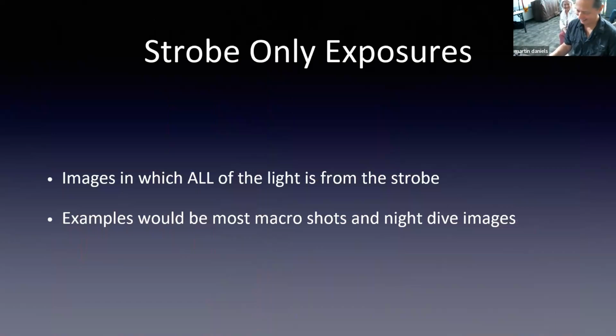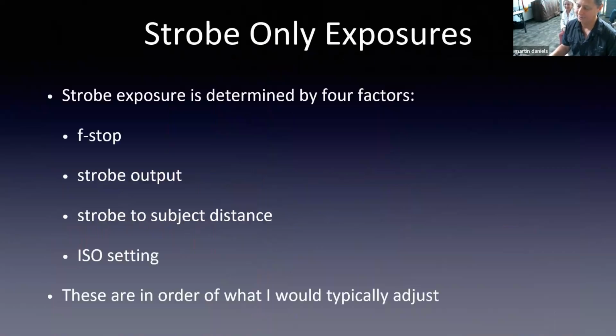That's the only reason. So strobe only exposure, it's like I said, just images that we're not playing with ambient light at all. So the strobe only exposures are determined by your f-stop, your strobe output, your strobe to subject distance, and your ISO setting. Okay, and these are all things that can be adjusted to get the exposure right in line with what you're looking for. These are kind of in order that I would typically adjust as I'm diving.